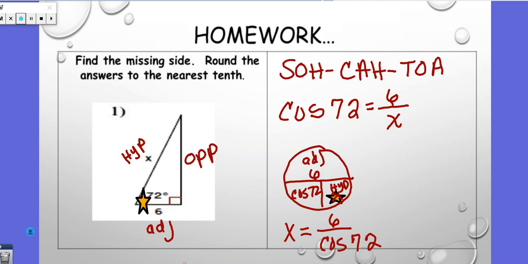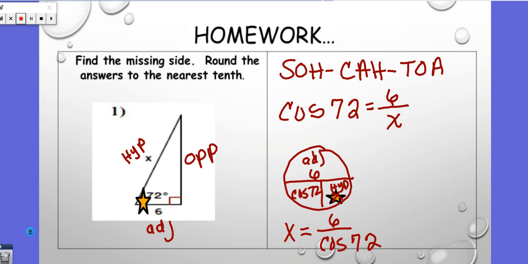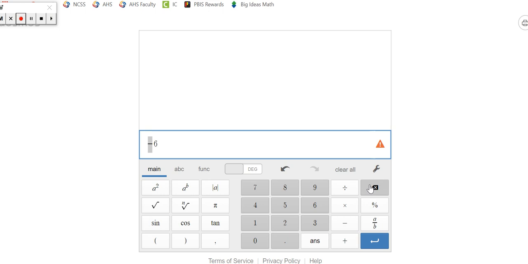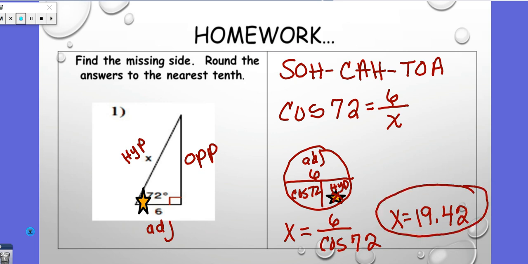So what you can do is type in Google Desmos scientific calculator and go ahead and use that to help you find this if you don't have your own calculator at home. And so that was 6 over the cosine of 72, close it up, and that is 19.42. So x equals 19.42. And we are finished with that one.